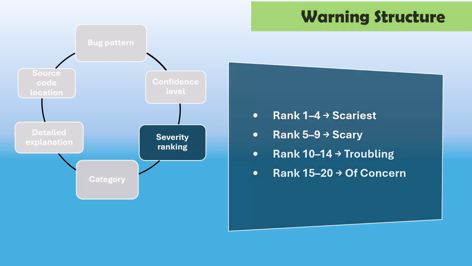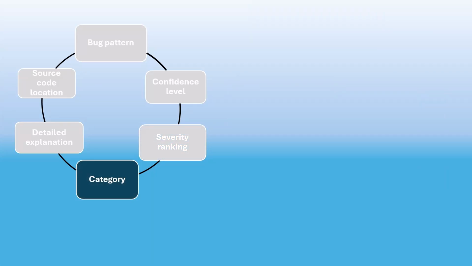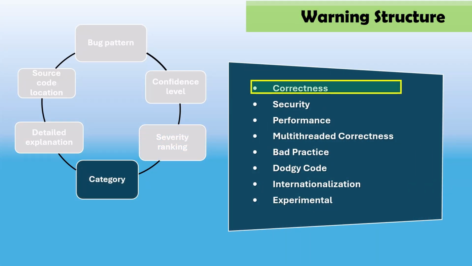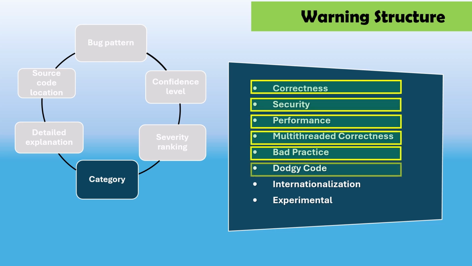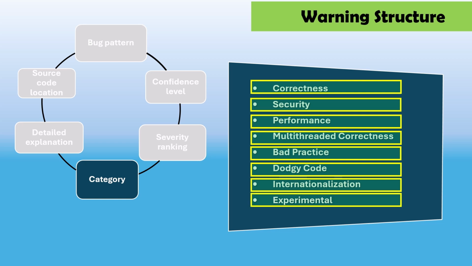SpotBugs organizes the warnings into categories. Major categories include correctness, security, performance, multi-threaded correctness, bad practice, dodgy code, internationalization, experimental. Let us briefly understand each category. So number one is the correctness category.